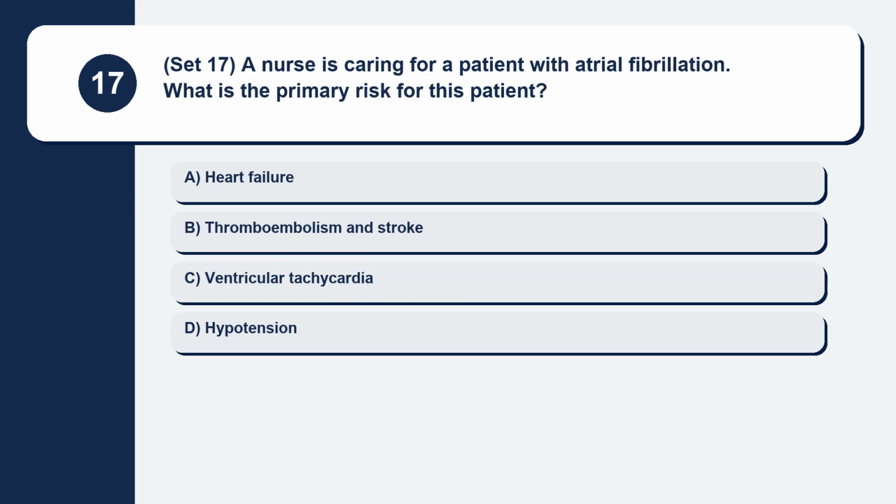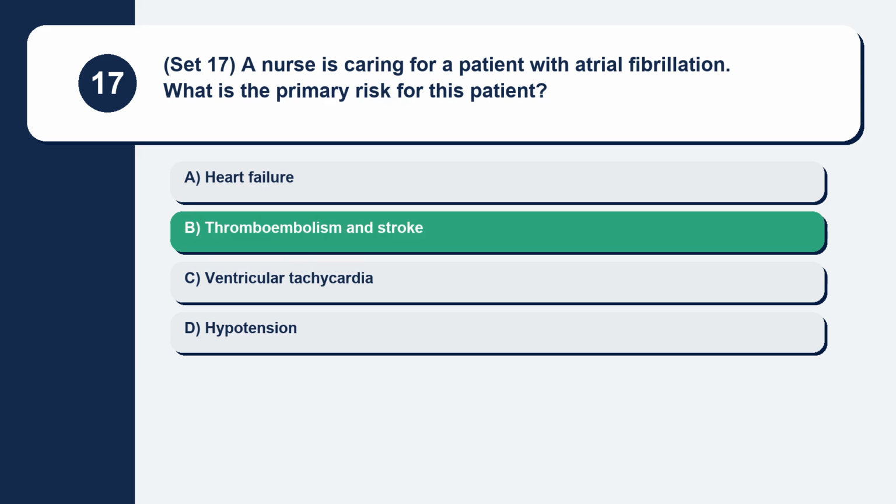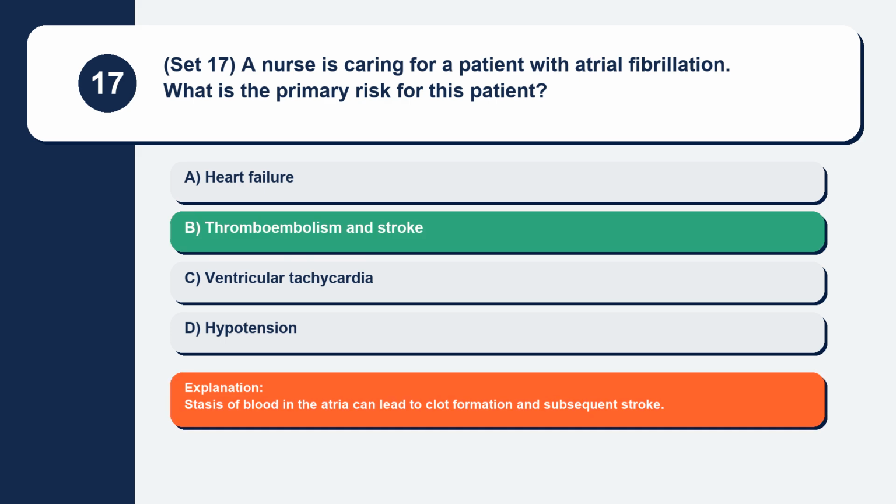Question 17. Set 17. A nurse is caring for a patient with atrial fibrillation. What is the primary risk for this patient? Heart failure, thromboembolism and stroke, ventricular tachycardia, hypotension. Stasis of blood in the atria can lead to clot formation and subsequent stroke.